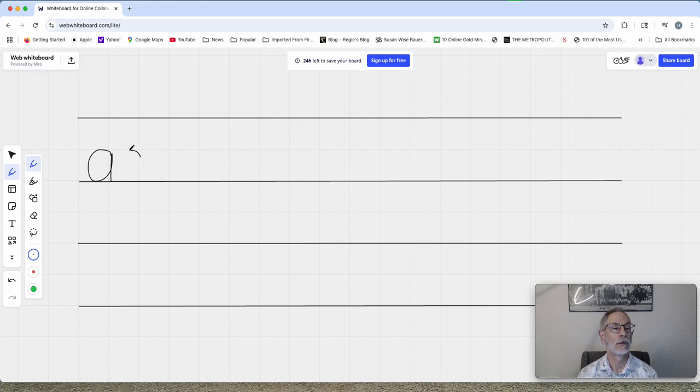And then we go to k, s. And then our next one is d. Now notice that when I made the a, ah, counterclockwise circle and then the line. When I made the k, s, again, counterclockwise circle. When I make the d, counterclockwise circle, ooh, that's sloppy.